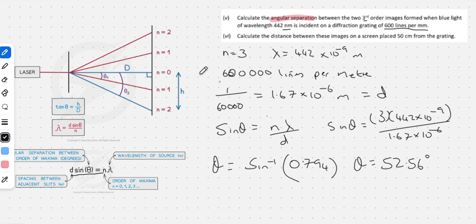And then what you need to think, if you look at the picture here, I know this only goes to n equals 2, but what you found is this angle here. So to get the distance between the two third order images, it's going to be twice that. So you need to times that by 2, so don't forget that at the end. And our final answer is 105 degrees.